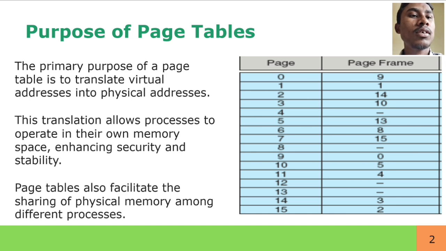Look at the pages and page frames. You have page 0 in frame 9, page 1 in frame 1, and page 2 in frame 14. Likewise, memory can be divided into pages and page frames. These map virtual addresses into physical addresses. These are very important in operating systems.